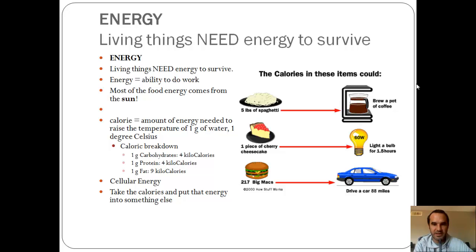And then we got some examples of what you could do with the energy. With 5 pounds of spaghetti, you could brew a pot of coffee. With 1 piece of cheesecake, it's got enough energy to run a 60-watt light bulb for an hour and a half. And if you had 217 Big Macs, you could use that energy to drive a car 88 miles.